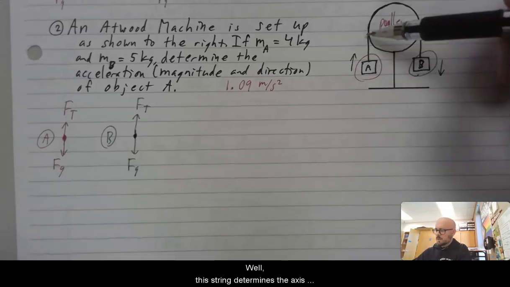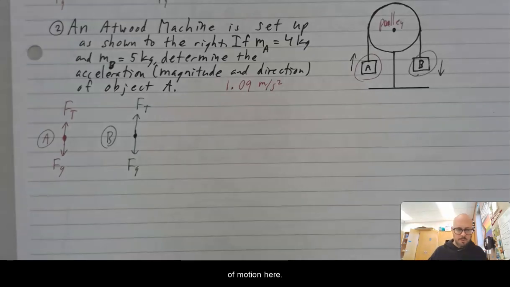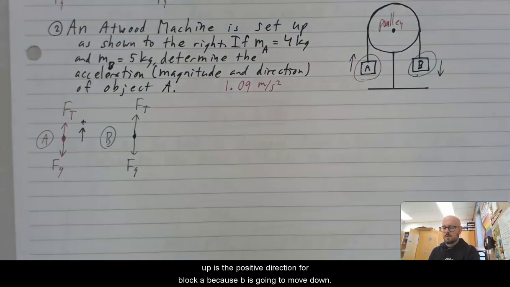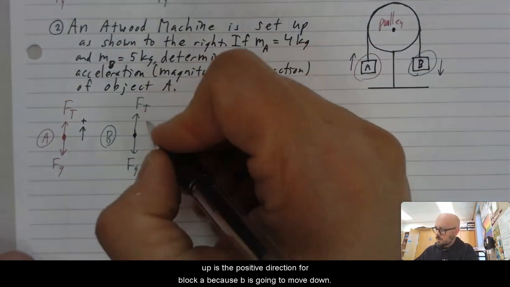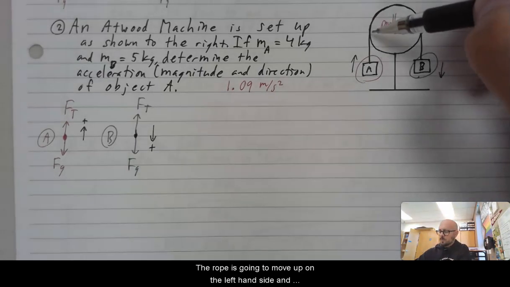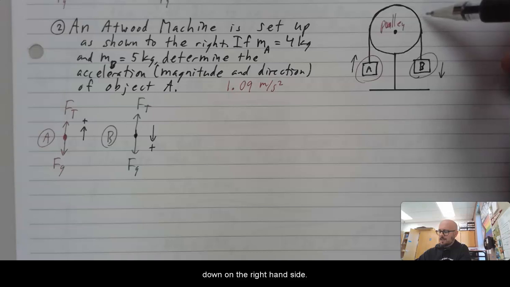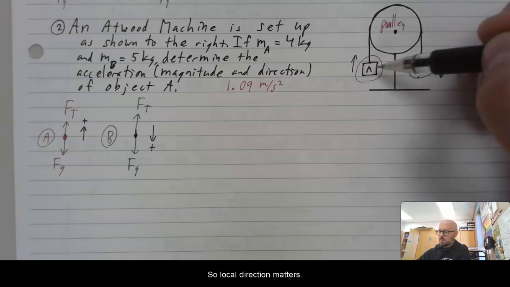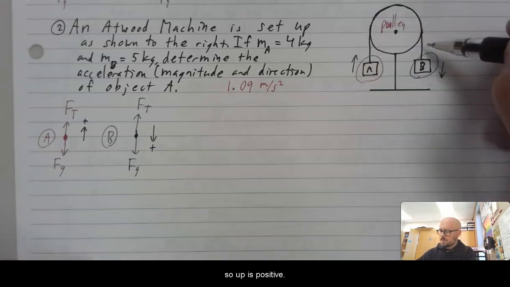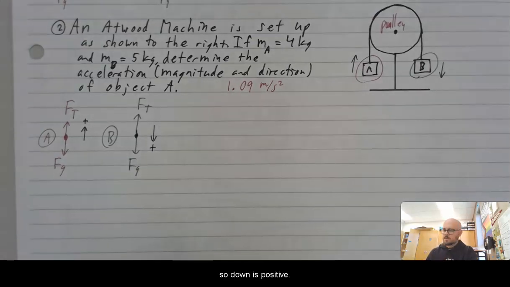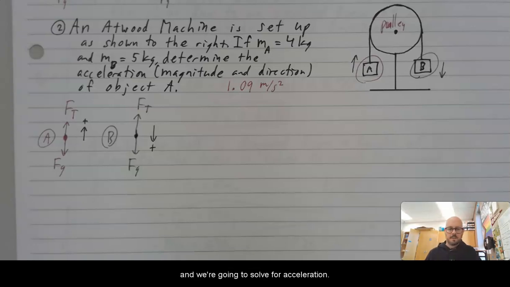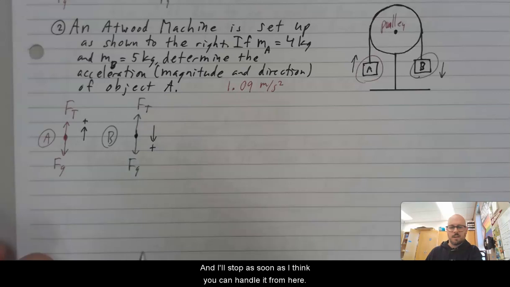Well, this string determines the axis of motion here. So because A is going to go up, up is the positive direction for block A. Because B is going to move down, down is the positive direction. I said that wrong. The rope is going to move up on the left-hand side and down on the right-hand side. So local direction matters when you're talking about a string. The string moves up on the left, so up is positive. The string moves down on the right, so down is positive. I'm now going to analyze both of these for net force, and we're going to solve for acceleration. And I'll stop as soon as I think you can handle it from here.